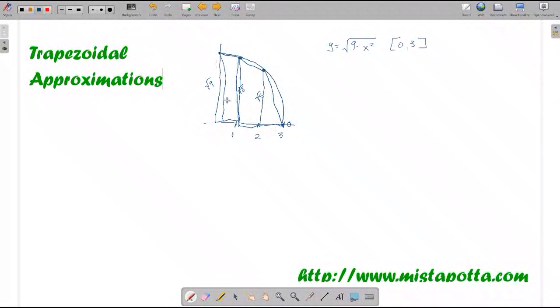So for this first trapezoid here, I'm going to have 1/2 base 1 plus base 2 times my height, and my height is the distance here, which is what we call the base. It's 1.